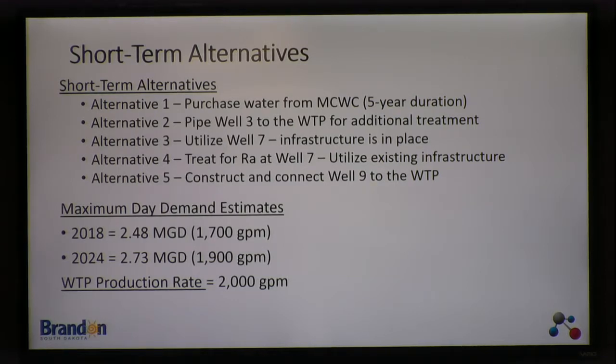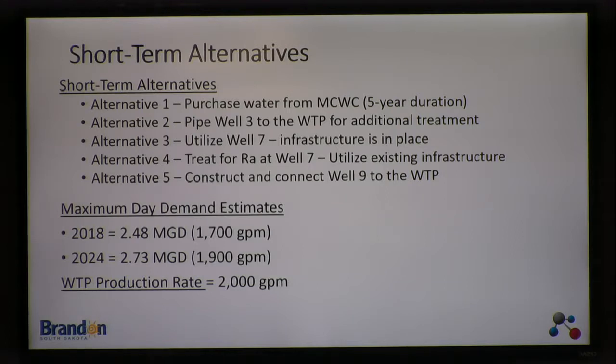Utilize well 7. That infrastructure's in place. There's been basically a decision to be made about whether or not to turn it on and how that would influence water quality, be treated, and so forth at the treatment plant. A 4th option is to utilize well 7 with the addition of radium removal technology. Talk about that briefly. And then finally, construct and connect well 9. It's an additional well source that is being explored right now. And so those became the alternatives to compare against Minnehaha Community.